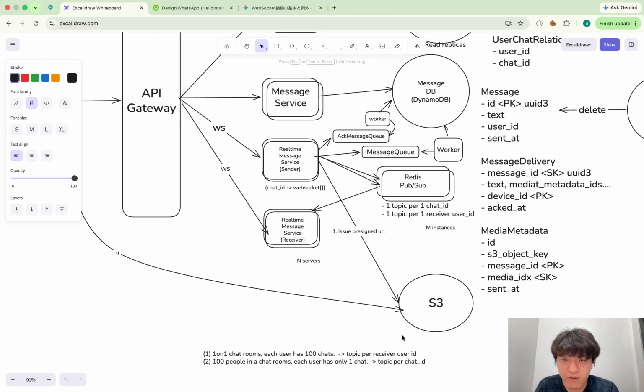Okay, so now I have talked about these two scenarios. As a quick review, in the first case, I go with the receiver user ID based topic. The reason was the memory usage in Redis. For the second scenario, I go with the topic per chat ID. The reason is that fanout in Redis PubSub is more scalable than fanout from the server, and also the memory usage reason.